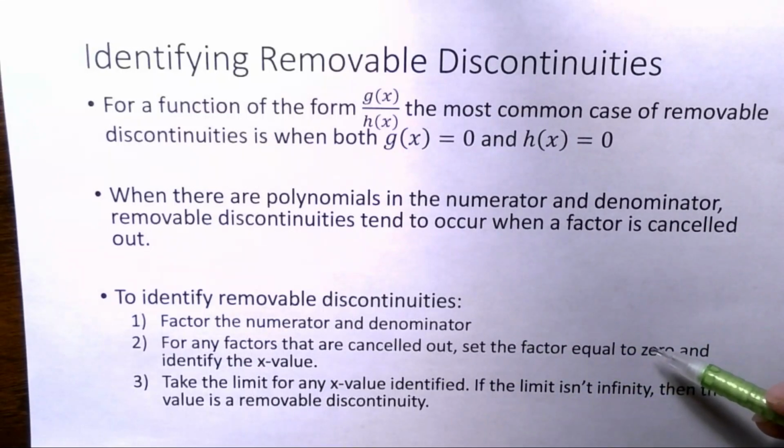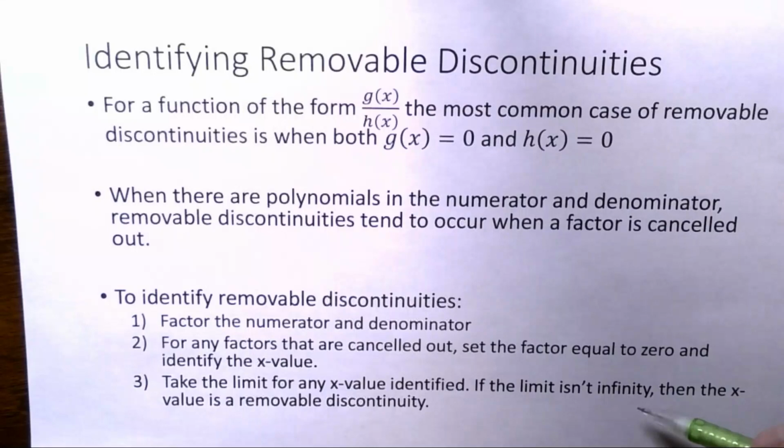Then we're going to cancel out factors. For any factors that cancel out, we're going to set those equal to 0 and solve for x. Then to guard against asymptotes that are apparent in common factors, we're going to take the limit and make sure the limit isn't infinity. If the limit is infinity, then that x value is not a removable discontinuity. Instead, it's a vertical asymptote. If the limit is a number, then that tells us where our removable discontinuity point is, and it tells us the height at which to put the circle on the graph.